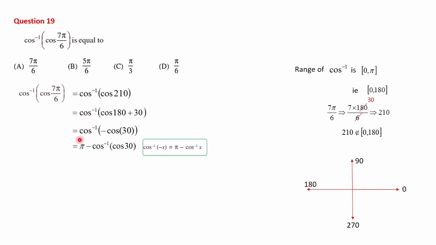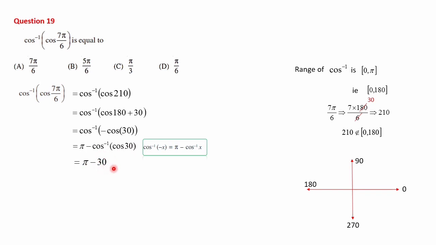Please remember, be careful when we use the formula, that is the cos inverse of minus x format. Cos inverse of minus x is pi minus cos inverse x, that is our formula. Here our x is cos 30. So pi minus cos inverse of cos 30. Then that is equal to pi minus, this 30 is clearly within our range. Our range is 0 to 180. So this 30 is within our range. So we can use the formula cos inverse of cos x is x. So cos inverse of cos 30 is 30. So pi minus 30 we have got.